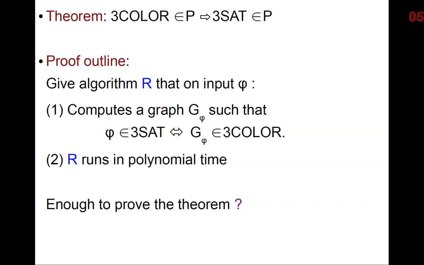Okay. So same structure as before. We're going to give a reduction R that, given a formula, outputs a graph G phi that's three-colorable if and only if the formula is satisfiable. Okay, and that's enough to prove the theorem.